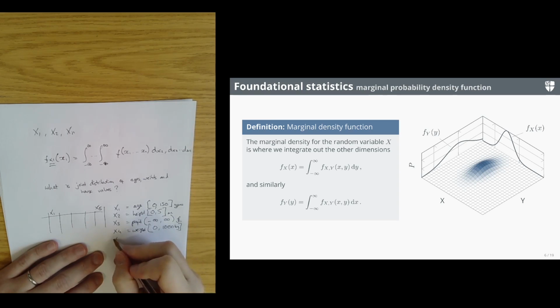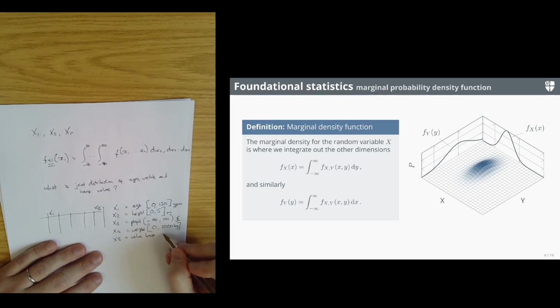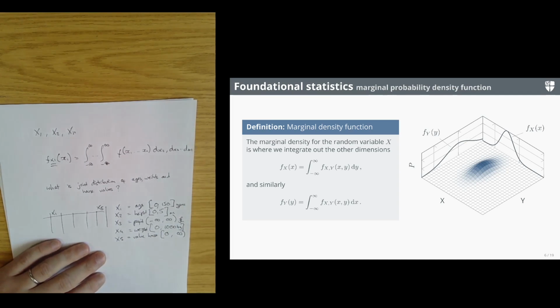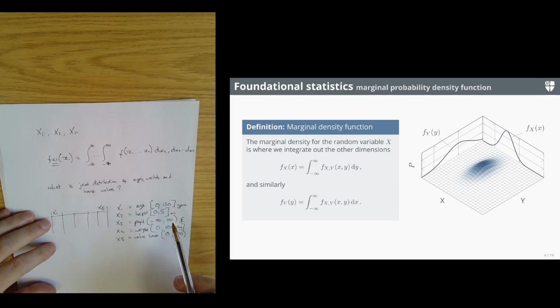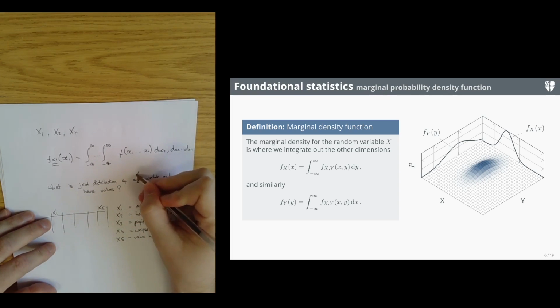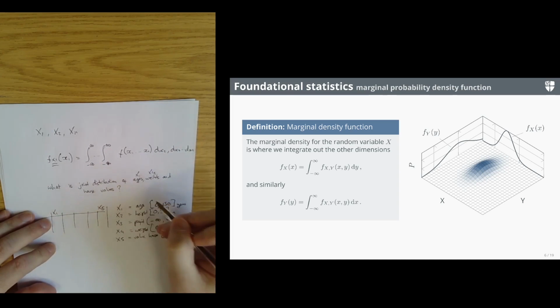And finally, let's have x5 be the house value, the value of the house. Again, we could have that as net 0 to infinity. It can be unbounded on the infinity case. So we want to ask this question: what is the joint distribution of the ages, that's x1, the weight x4, and the house value x5?